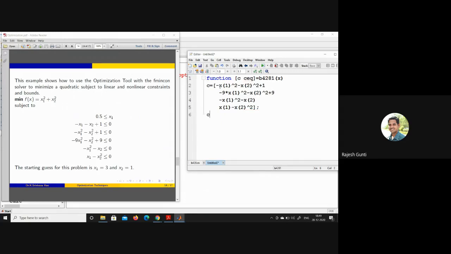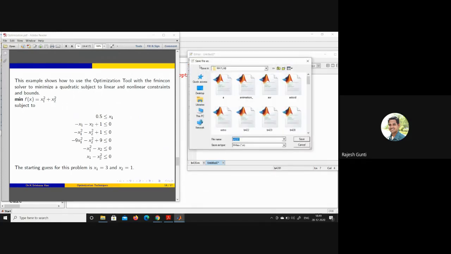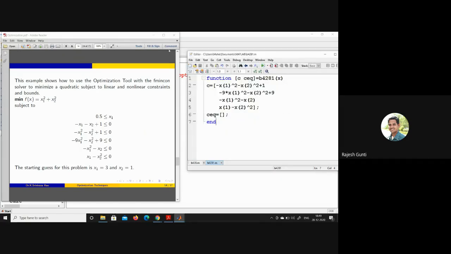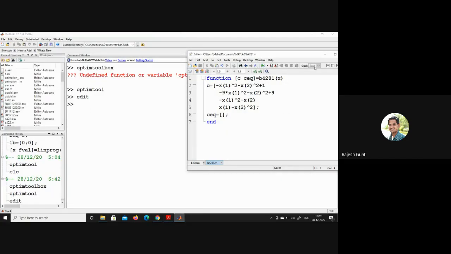Next CEQ outputs. CEQ is empty. Okay. Say B428. The rest is not necessary.